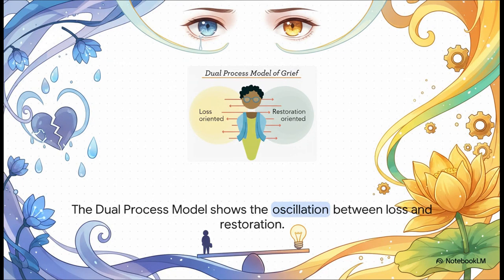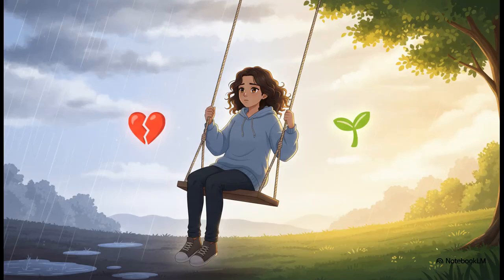Okay, now for a slightly different way to look at things. The dual process model sees grieving as more than just sitting with sadness. It's actually an active balancing act. You see, healthy grieving involves swinging back and forth. You have these loss-oriented moments where you're really confronting the pain, and then you have restoration-oriented moments where you're figuring out how to rebuild, how to live in this new reality. It's a dynamic back-and-forth process.